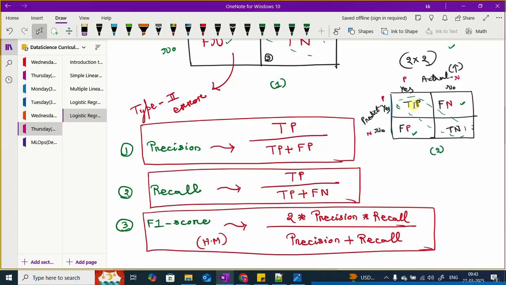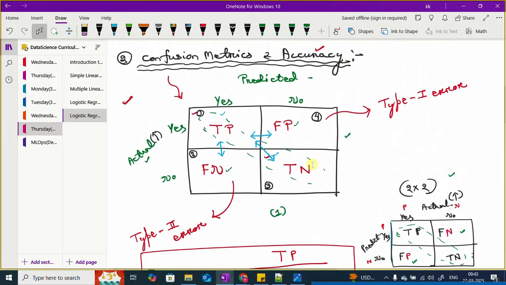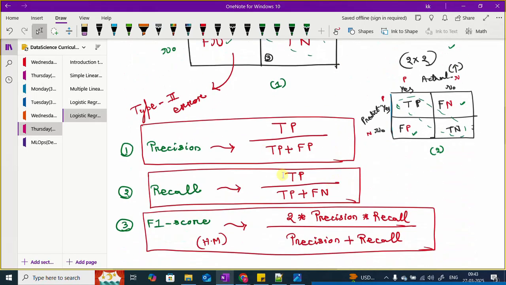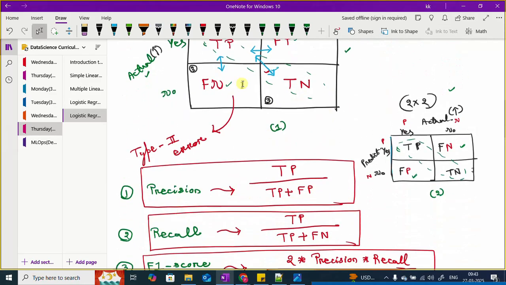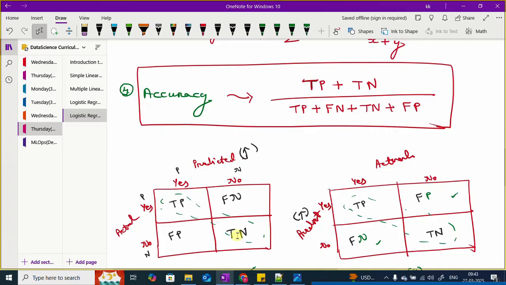I know the formula is the same, but you will get confused. So stick with any one diagram, and create all your formulas based on that diagram. Don't think that for precision I'll use this one, for recall this one, for F1 score this one. It will create confusion in your mind. Nothing else.